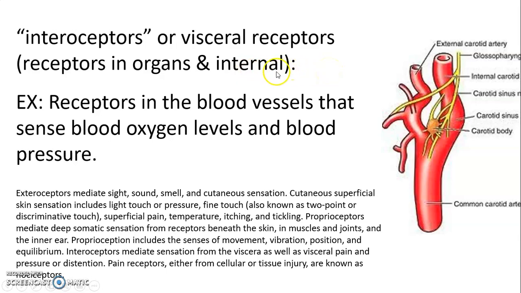Or sometimes you're aware of them, but you feel pain in your organs or something else going on deep inside of you. So this here is kind of an example, which is famous. This is a receptor in a blood vessel that senses blood oxygen levels and blood pressure so that you can respond to that. Your autonomic nervous system knows how to respond to that.